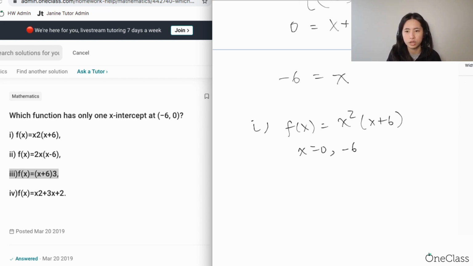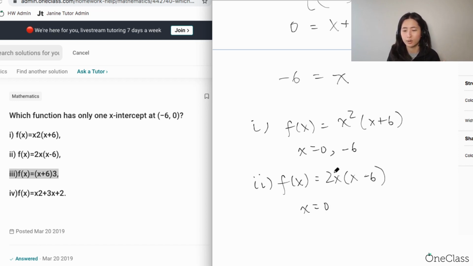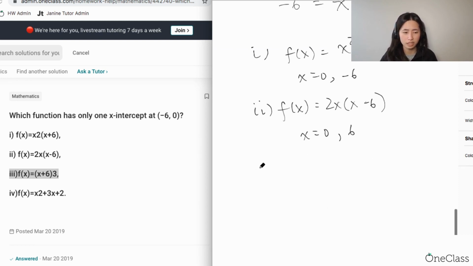Okay, so maybe we can move on to option 2. For option 2, you have f(x) equals 2x times (x - 6). Right off the bat, you can see that one of your x's is going to be 0, from the 2x. Then for x - 6, the intercept is positive 6. So you have two x-intercepts, and they're at (0, 0) and (6, 0), not at -6.